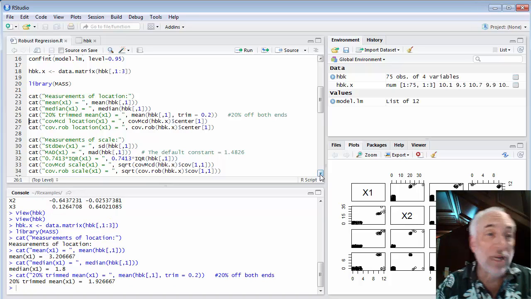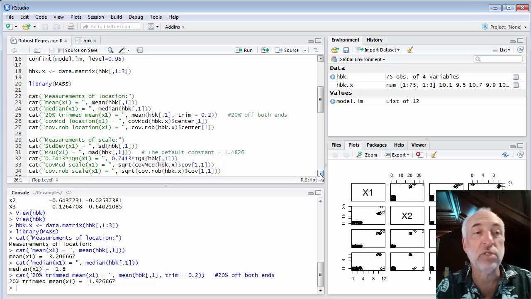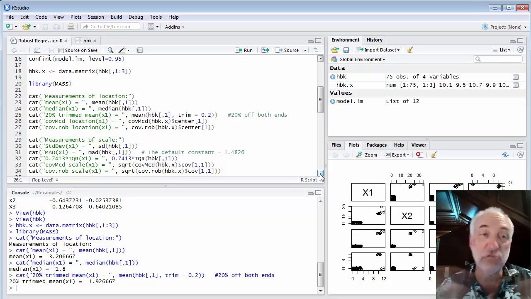I could use a 20% trimmed mean, and I get 1.9. I specifically used a 20% trimmed mean, and R uses the definition that it trims 20% off of both ends, because I know that 14 of these data points are quite a bit different than the rest. So if I only trimmed 10% off, I wouldn't be trimming all 14 of those data points.